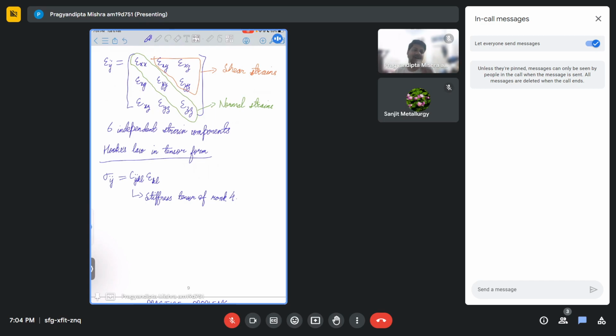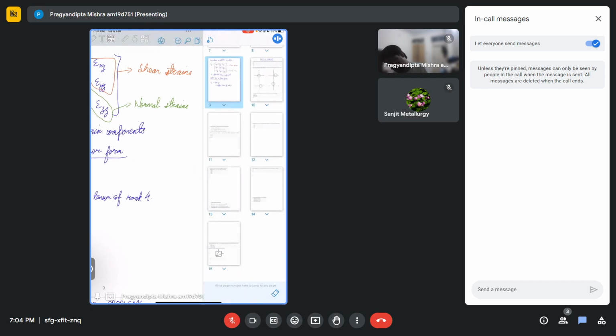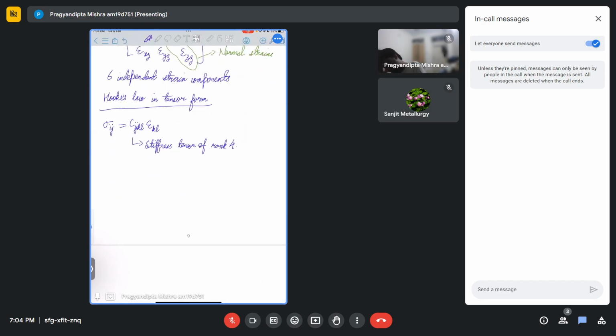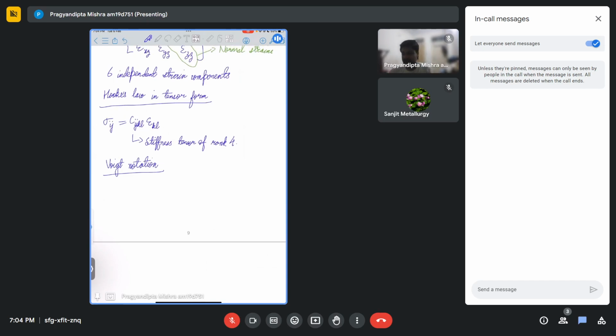However, it is very difficult for us to write everything in fourth rank, right? Because it will be very difficult to keep track of 1 1, 2 2, 3 3, all that. So in order to make it easier, a different notation was invented by Voigt. This is known as Voigt notation. Now we don't have to go too deep into it. I just want to explain why we need this and what is the advantage of this.